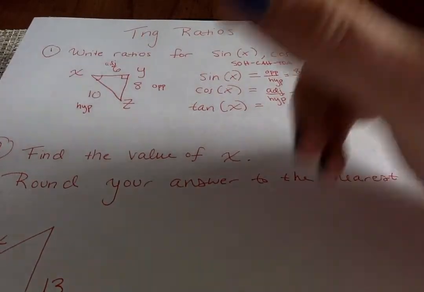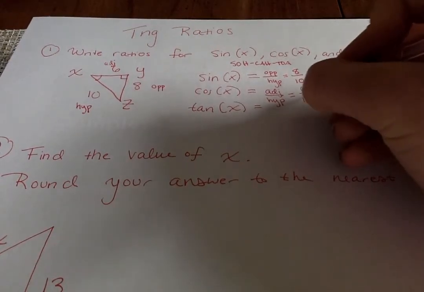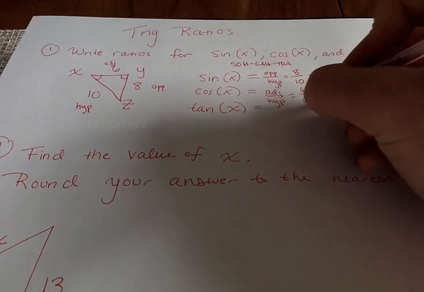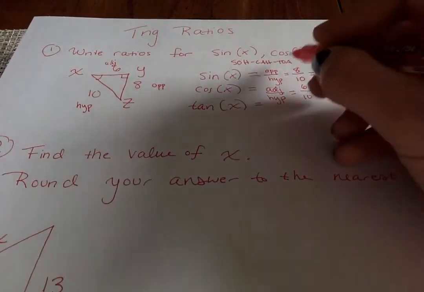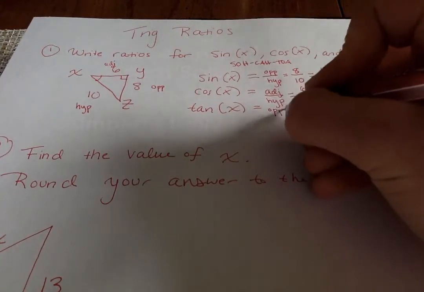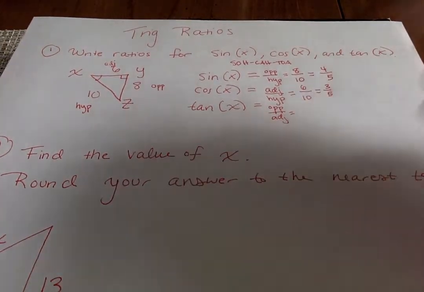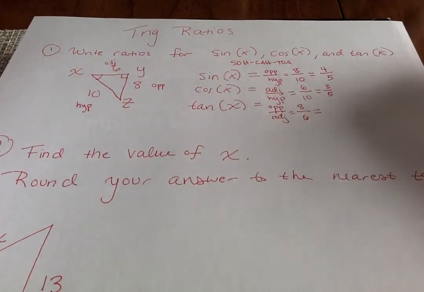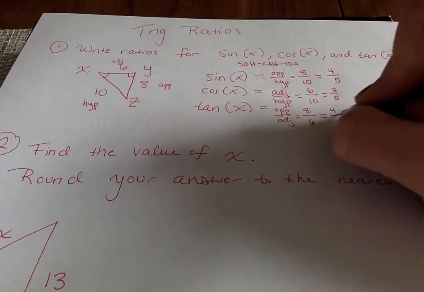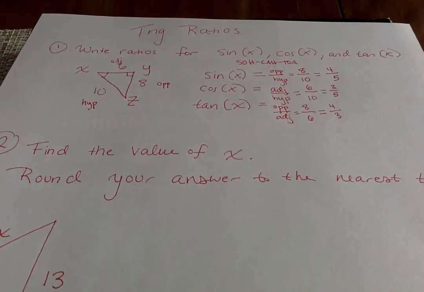So we go to x, we find the adjacent leg, that's 6. The hypotenuse is still 10, and then we reduce that fraction to 3 over 5, dividing both 6 and 10 by 2. Then tangent, we know, is TOA, opposite over adjacent. Our opposite leg from x is 8. Our adjacent leg is 6, and we can also reduce that by 2, and we get 4/3. So that was a quick review on writing the trig ratios for different angles.